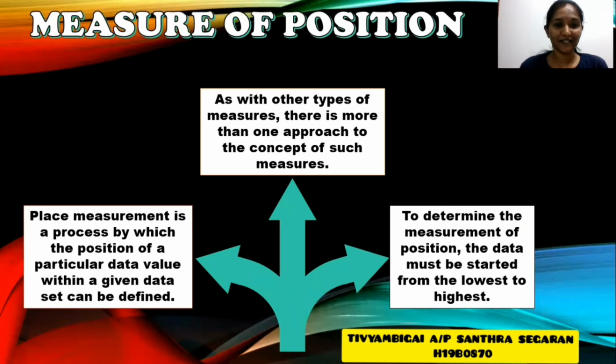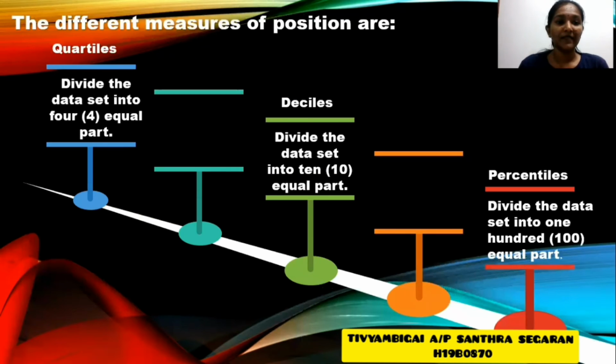Okay, today we are going to see the measure of position. Place measurement is a process by which the position of a particular data value within a given data set can be defined. As with other types of measures, there is more than one approach to such measures. To determine the measurement of position, the data must be sorted from the lowest to the highest. There are three different measures of position. First is quartile, second is deciles, third is percentiles.